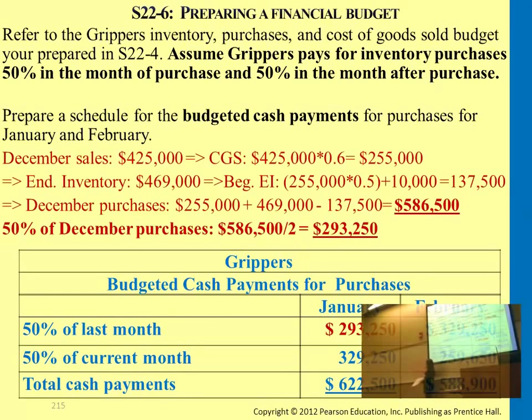Ending inventory is based on January's cost of goods sold, right? And then you figure out beginning inventory based on December's own cost of goods sold. In the end, you can get to December's purchases, and half of it you're paying in January. Okay, so all the above calculation is just referring to the previous table. You can try to add another column for December and fill in all this information.